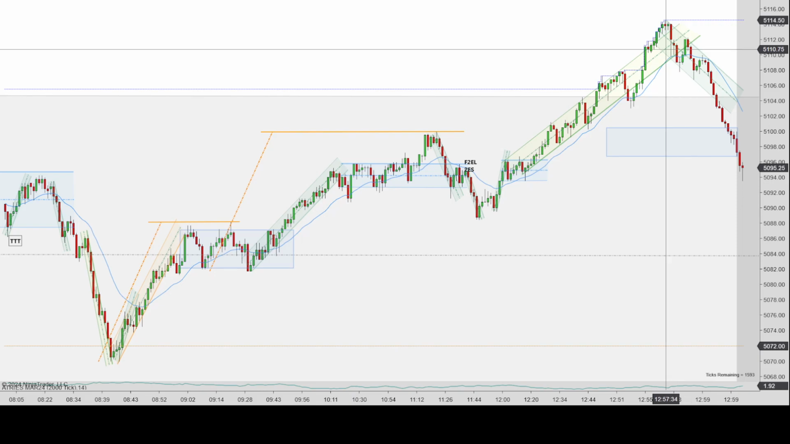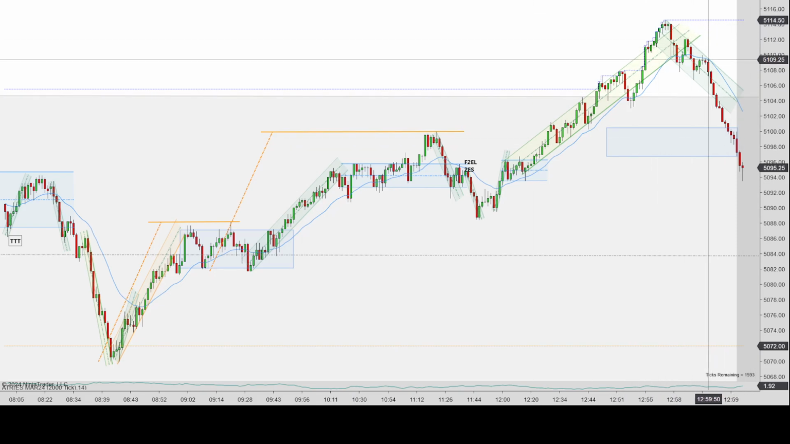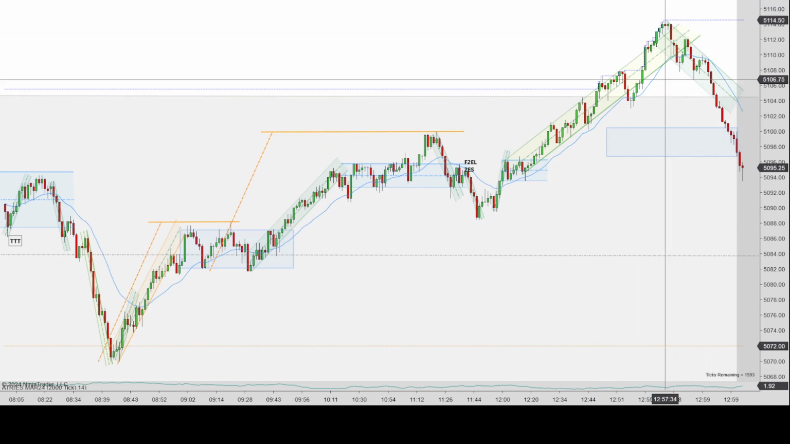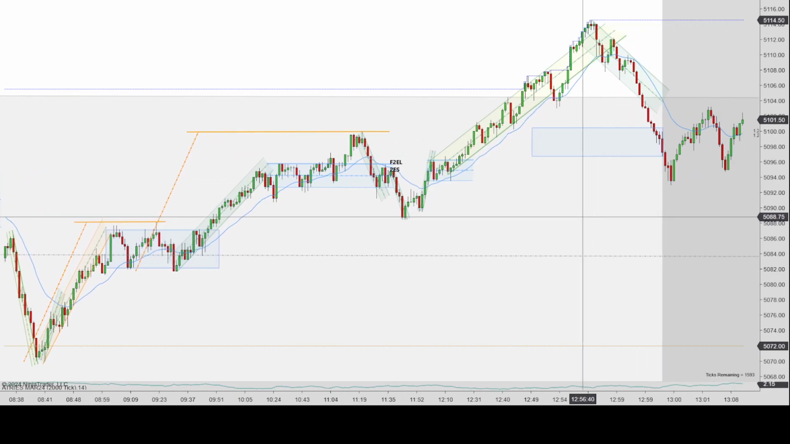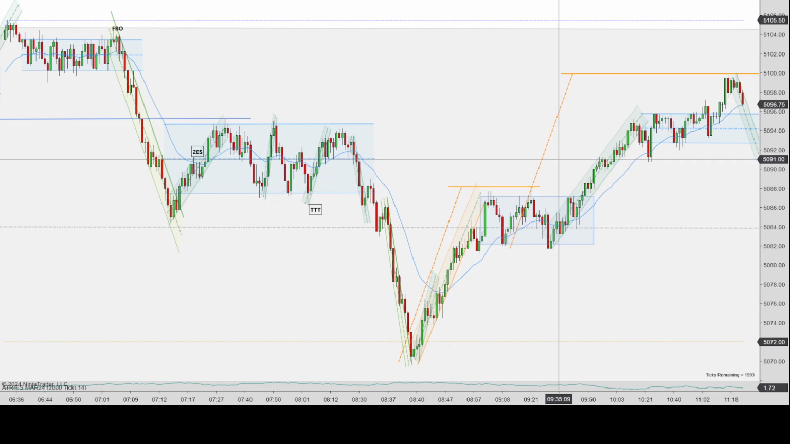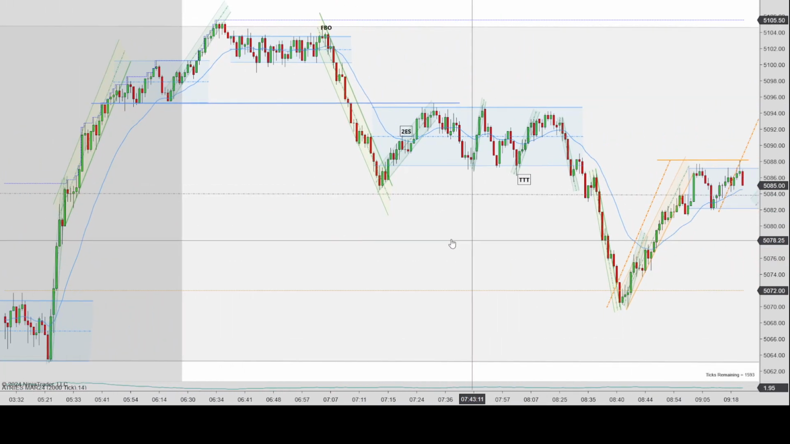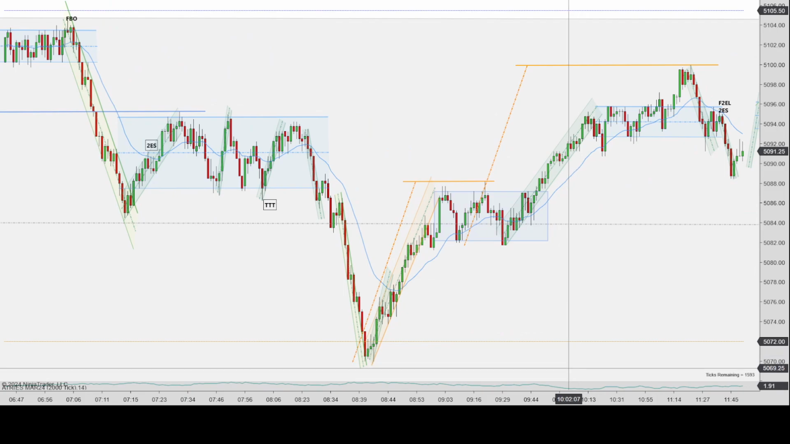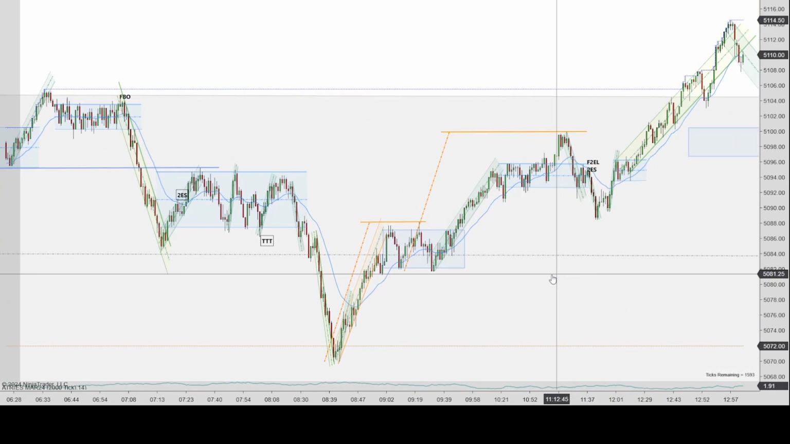So I came back around this time, just checked emails, did other things. Then after it closed right around here, that's when I came back and started reviewing the chart. I continued moving candle by candle to see what would have happened, imagining what I would have done if I was sitting here in real time.